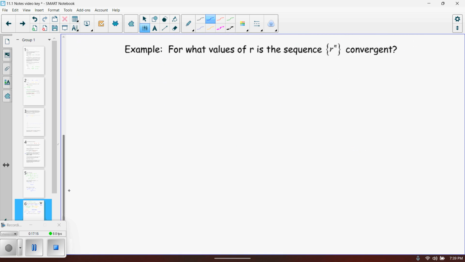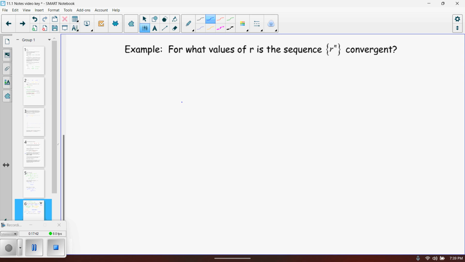All right, last example, I think, for this video, and then we'll come back with one to finish. For what values of r is the sequence r to the n power convergent? All right, so what we have to do here is we have to take into account certain values for r, because r itself is going to be a constant of some kind.